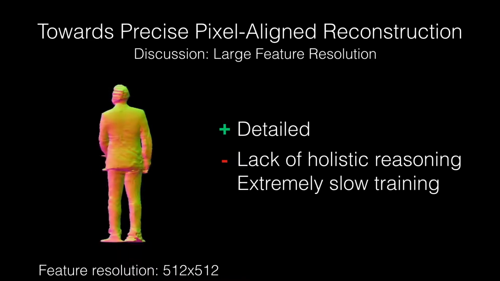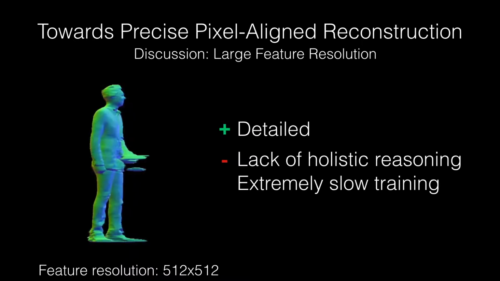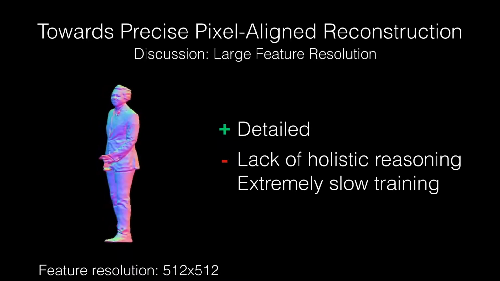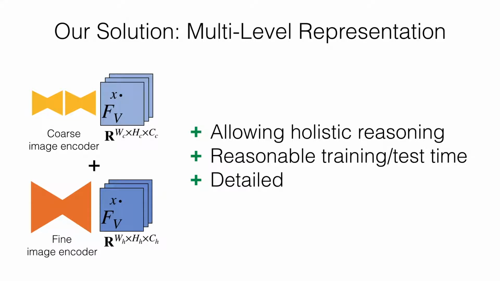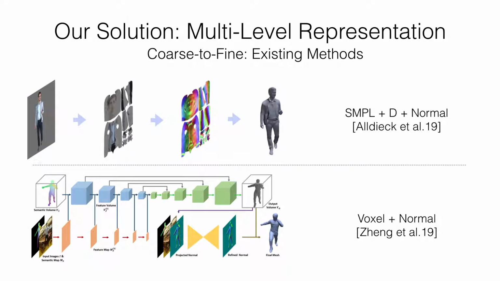Although the result becomes sharper and more detailed, the reconstruction is prone to artifacts due to the lack of global information. In this work, we address the disadvantages of both architectures by a coarse-to-fine multi-level approach. There are several human reconstruction methods that utilize a coarse-to-fine strategy. However, I argue that these existing methods have several limitations.